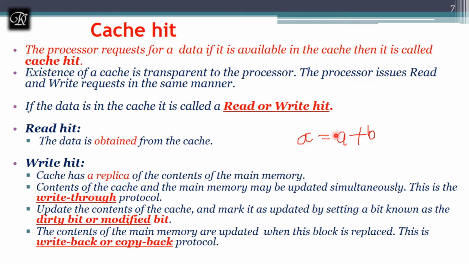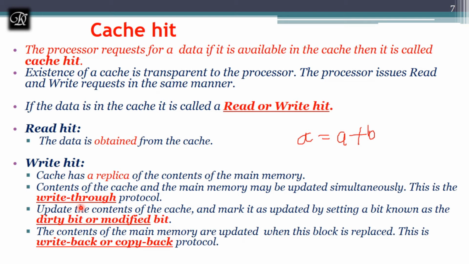Already a was there in the cache, so of course it's a hit, and the cache has a replica of the content of a in the memory, but now it has to update this. The content of the cache and the main memory may be updated simultaneously. Whenever I update the a value, for example, if it is 10 and 20, the answer is 30. Whenever I update 30 in the cache, immediately it will be updated in the RAM. That is done with the help of the write through protocol. So whenever I'm updating the cache, I'm also updating the main memory.